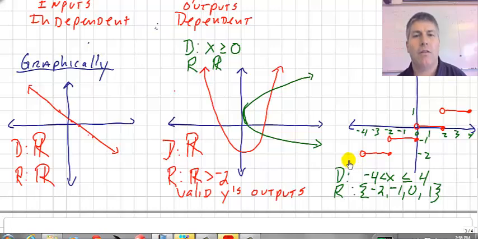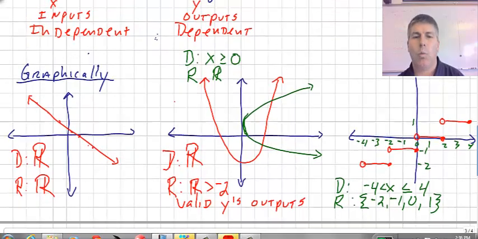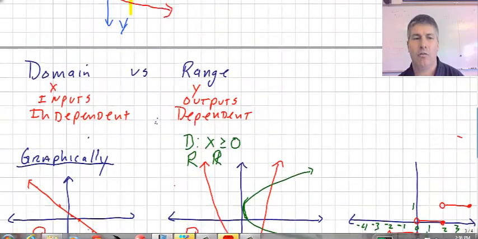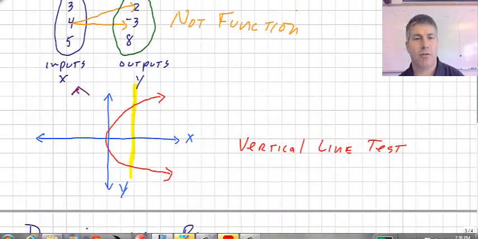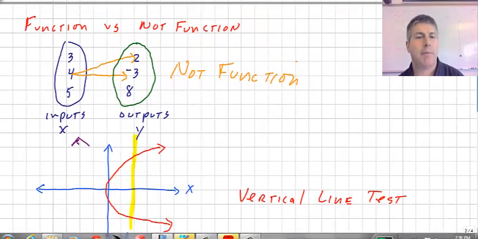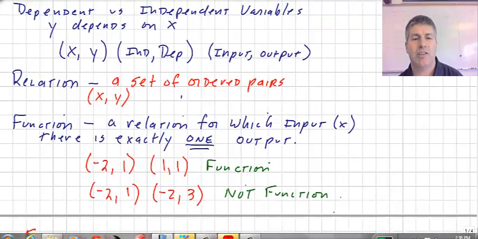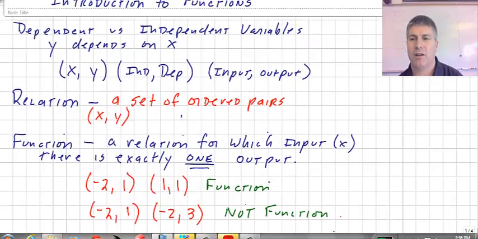So that's the first section on functions. We've talked about domain and range, and determining what our domain of a function is, what the range is based on its graph. We've talked about the vertical line test and a mapping of what's a function and what's not a function. And we've defined a relation versus a function.